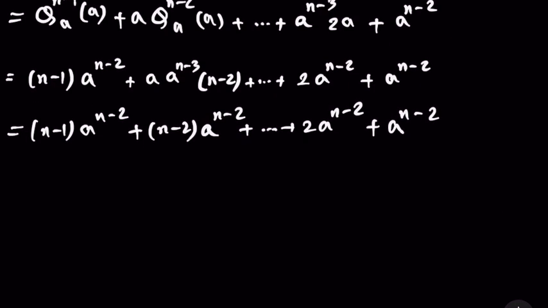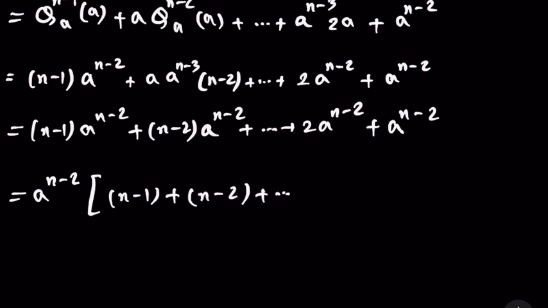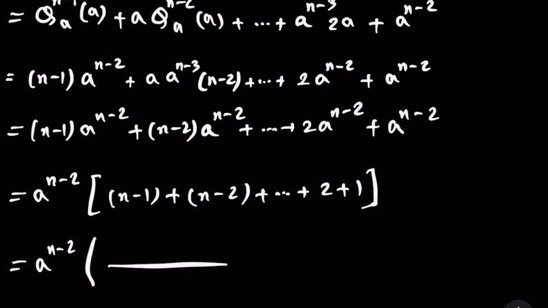We can factorize a to the power of n minus 2. It's a to the power of n minus 2 multiplied by n minus 1 plus n minus 2 plus 2 plus 1, and it is a to the power of n minus 2 multiplied by n minus 1 times n divided by 2. And this is the solution, which you can see the answer is based on a and n.